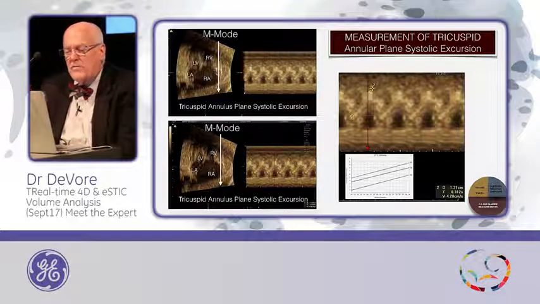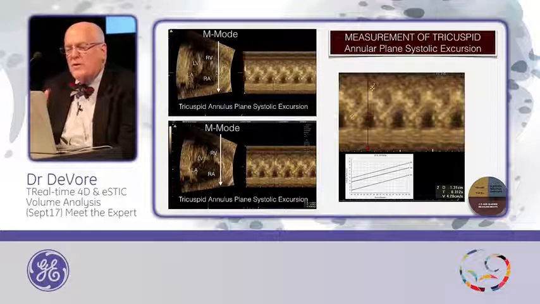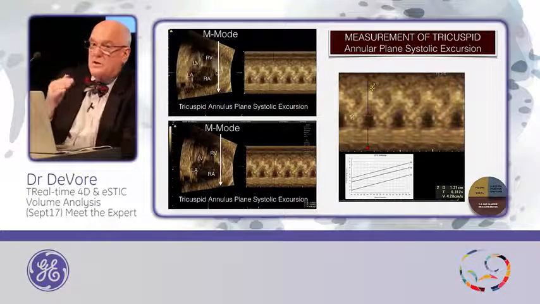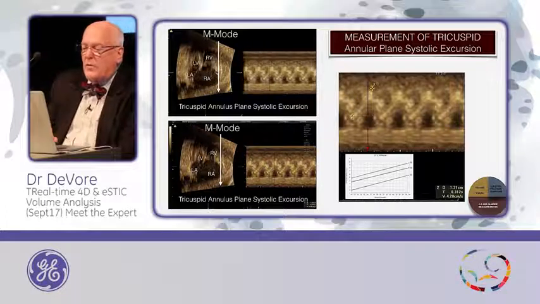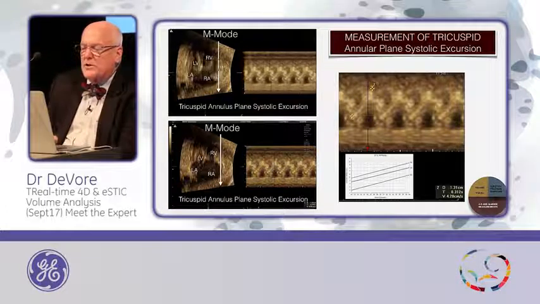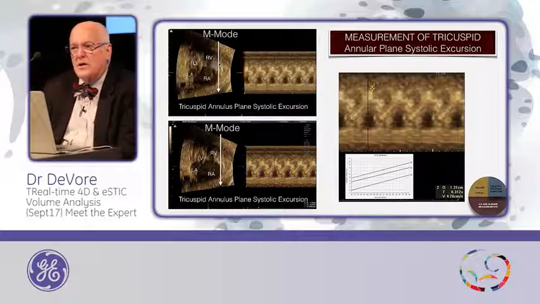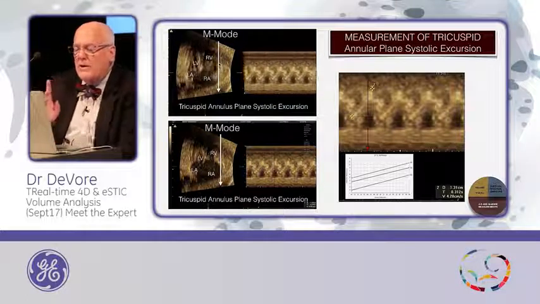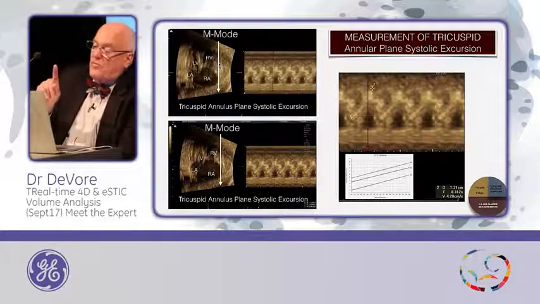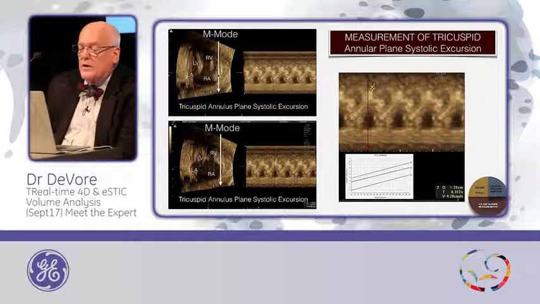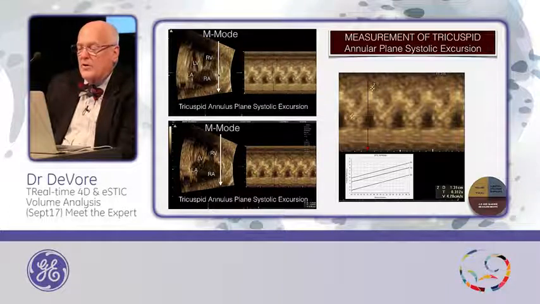You may not have thought about this, but when the right ventricle squeezes, it does several things. One is the walls move in towards the center, but also the base of the heart shortens and moves towards the apex, and this excursion is affected by certain disease states, hypoxia or overload or what have you. So what they've done in the adult world, they do it for both the right and the left ventricle, is they place the M-mode cursor over the area of the annulus, and they look at that excursion.